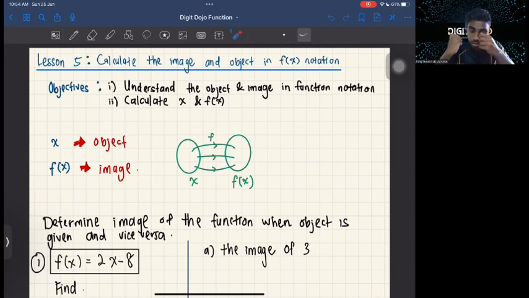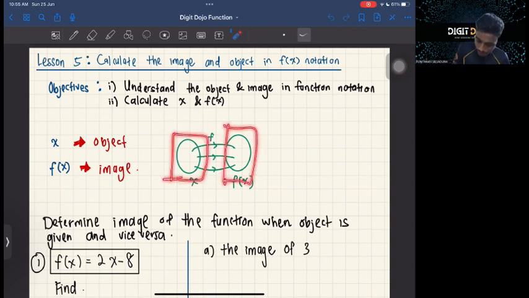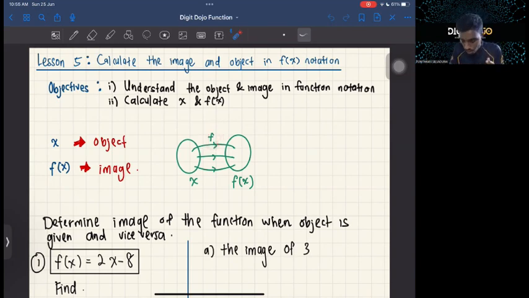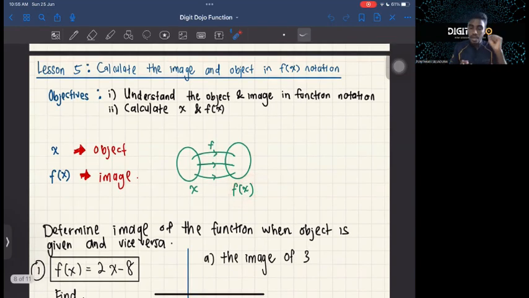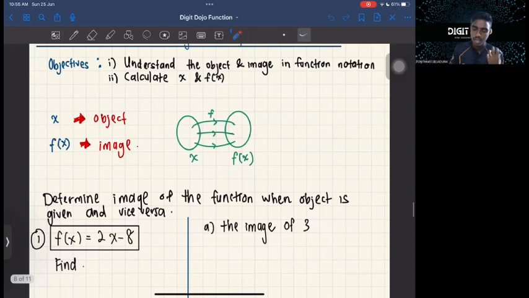But in function notation, you have to understand that x is the object, and f(x) is the image. Don't be confused: f(x) is not the function, f(x) is the image. So here there are two sets of numbers, x and f(x). When x, the object, undergoes the function, which is called f, you will get your f(x), which is your image.